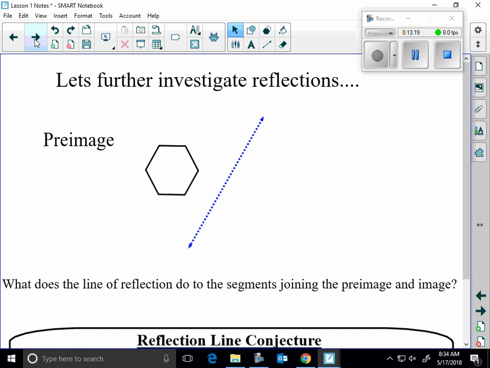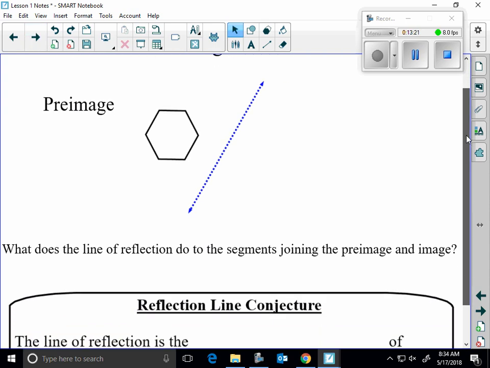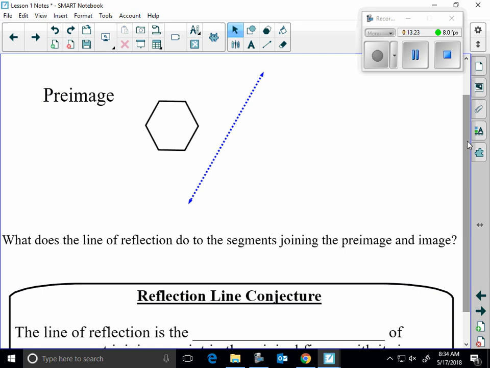Okay, so let's further investigate this idea of reflections. Could you take this pre-image, and could you draw the image if it's reflected over this line? I love how awesome you guys are at drawing. Would you try it? Just give it a try. I want to see. Draw that hexagon on the other side of this line in a way that looks like it might be a perfect reflection over the blue line.